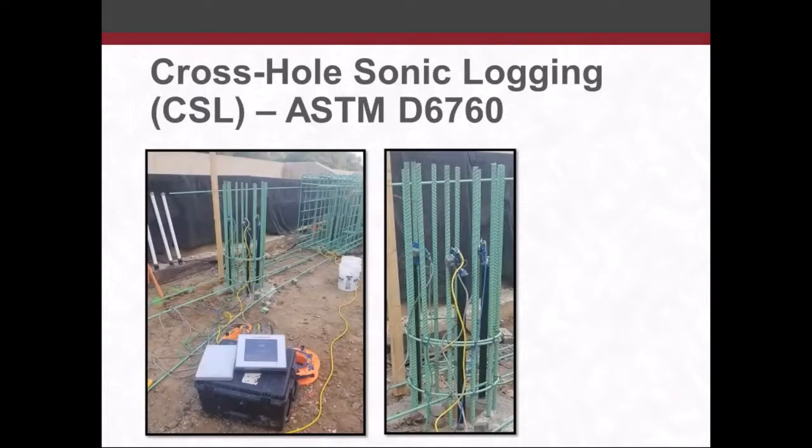So you can see here, here's the tubes that are installed. These things are typically installed around the rebar cages, and then they're lowered down into the shaft, and then everything is concreted. So to perform the test, the transmitter is lowered down one side, the receiver lowered down the other, and then there's a high frequency signal that is passed across and picked up by the receiver.